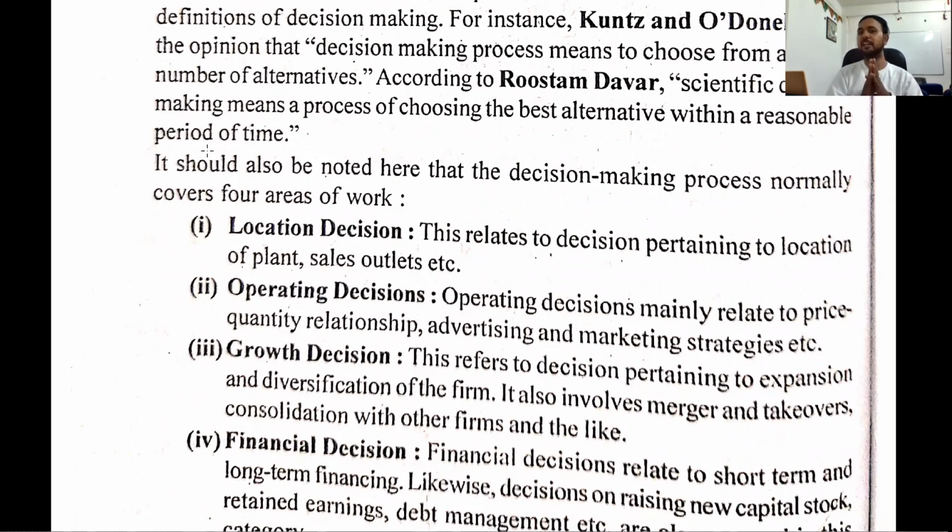Operating decisions mainly relate to the price, quantity, relationship, advertisement, marketing strategy, etc. It means how will you do your business? What theory and what strategy will you use for your business? What price will you set for your product? All these things relating to the operation of the business can be decided first, before doing the business.